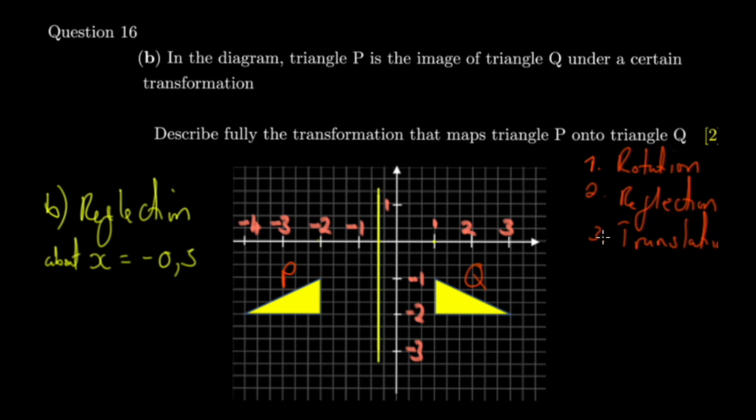So you narrow it down to either 3. It can be reflection, rotation, or translation. Translation means the triangles will be facing the same direction. Reflection, they'll be facing each other, as if one is a reflection of the other. If you were to put a mirror here, the other one would appear as a reflection of the other one. And then rotation means the triangle has been rotated about a certain point.